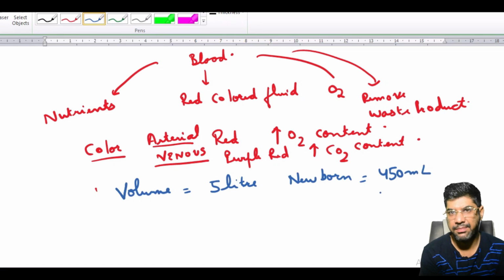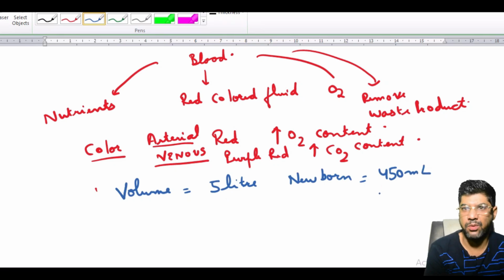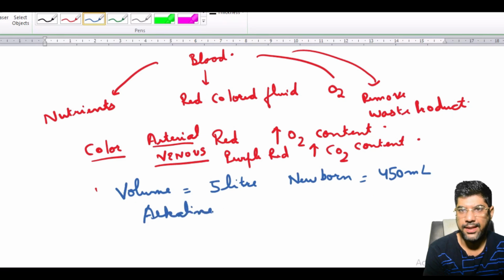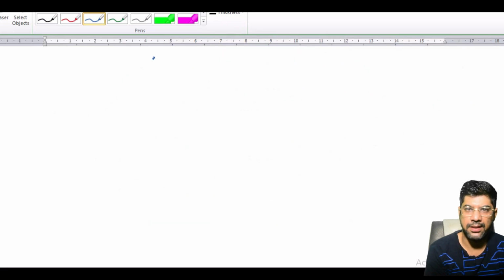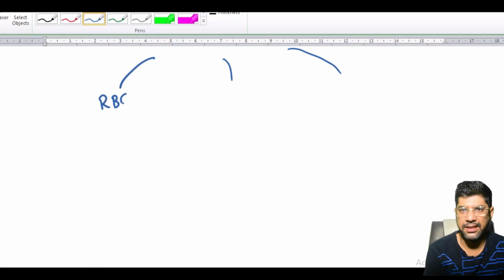Now viscosity, remember that blood is 5 times more viscous than water. That is primarily due to the presence of red blood cells and plasma protein. Blood cells are contained in a fluid known as plasma. Now there are three types of cells present in the blood. They are red blood cells, which we call erythrocytes, white blood cells, known as leukocytes, and third are the platelets.